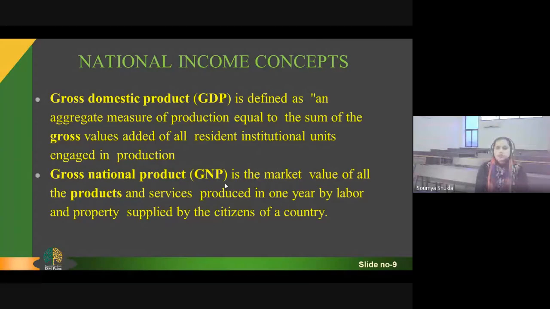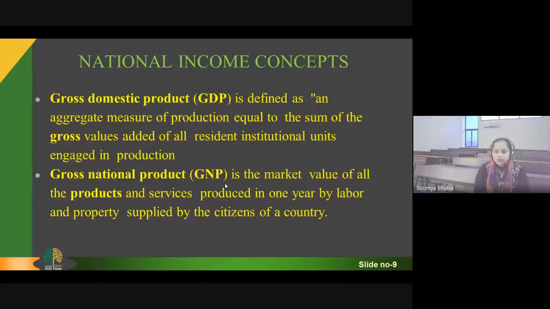The next is gross national product. It is the market value of all the products and services produced within a year by the labor and the property supplied by the citizens of the country.